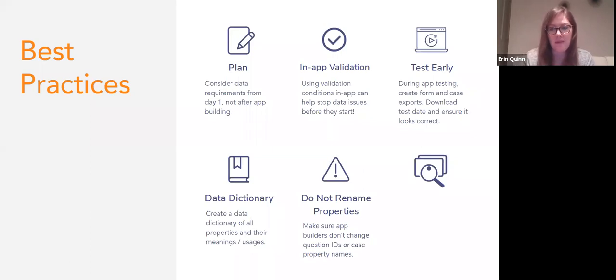Do not rename properties. I cannot emphasize this enough. Don't do it, even if there's a typo. Don't rename a question ID. Don't rename a case property. If you rename it, it will create a second column in your export, and it will be very, very arduous for you to fix that. Especially if it's a form property, there's almost no way you can fix it.